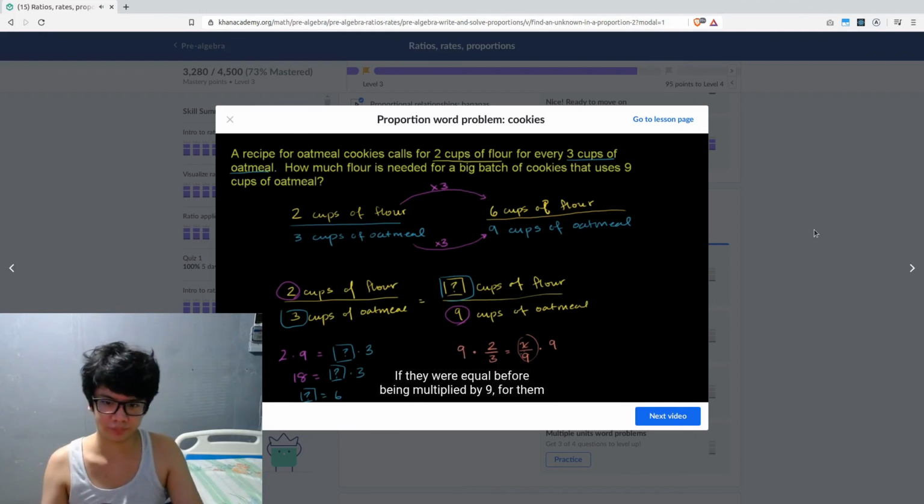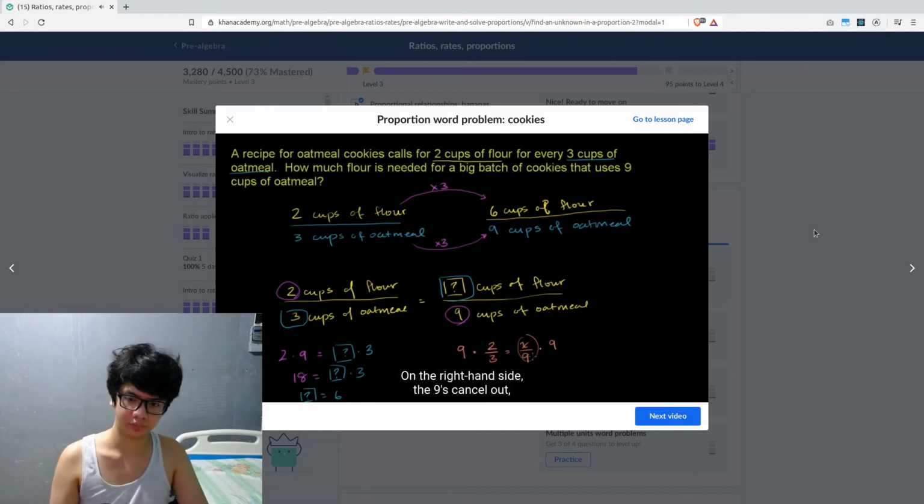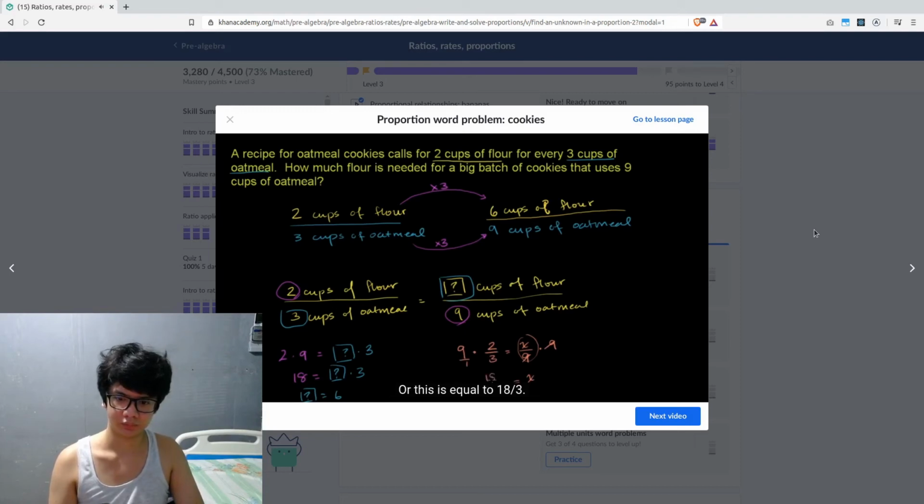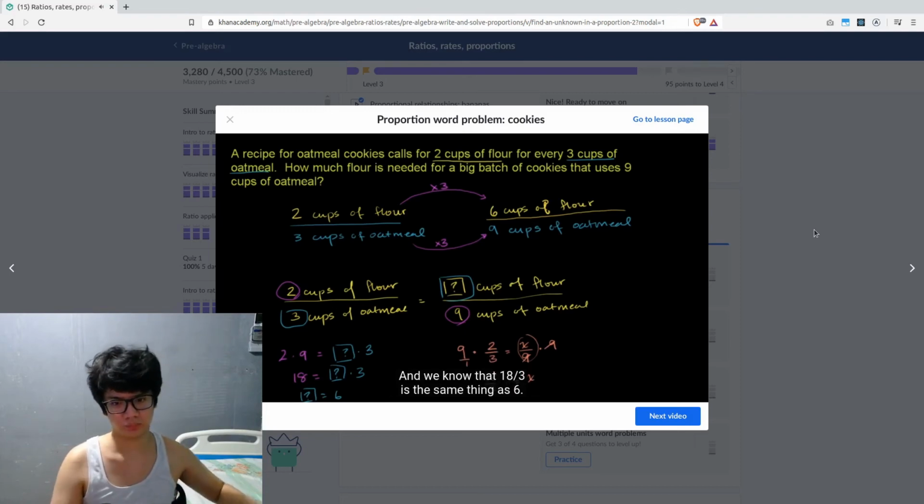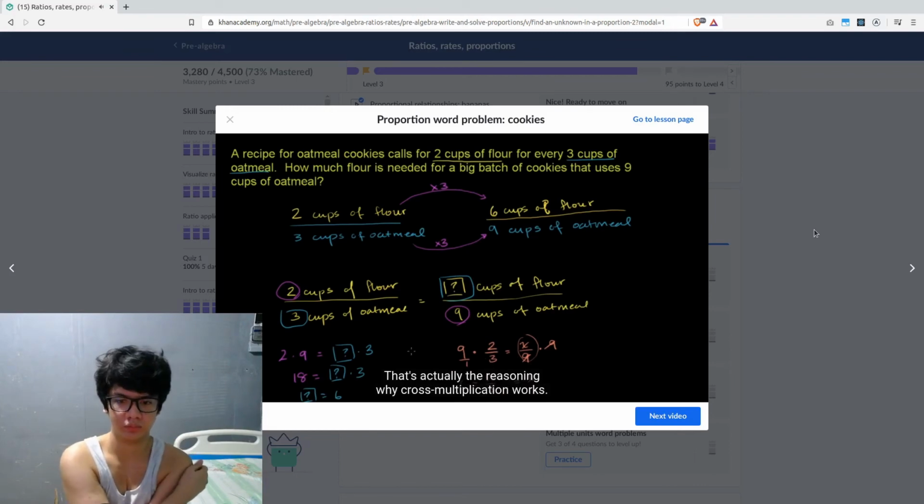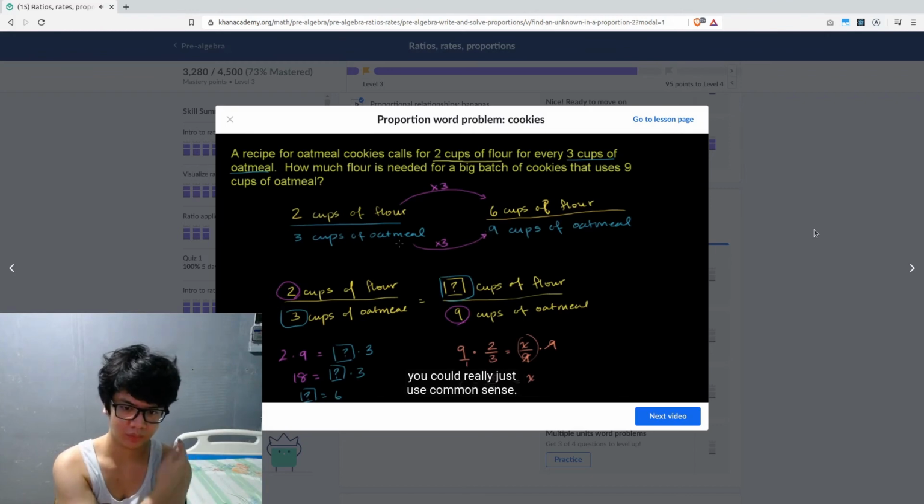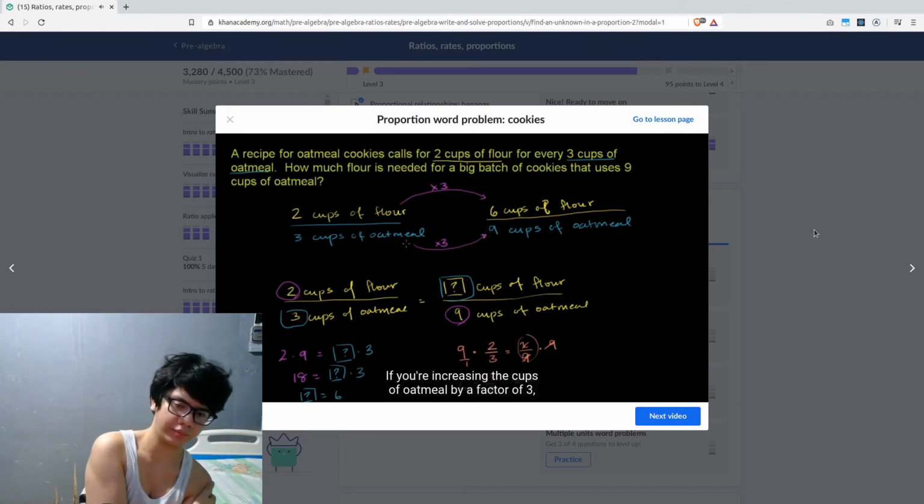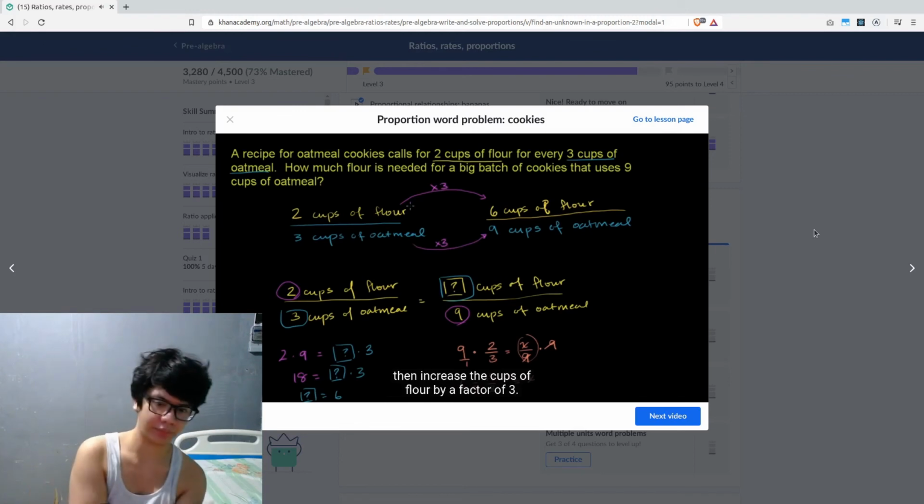If they were equal before being multiplied by 9, for them to still be equal, you have to multiply 9 times both sides. On the right-hand side, the 9s cancel out, so you're just left with an x. On the left-hand side, you have 9 times 2/3, or 9 over 1 times 2/3. This is equal to 18 over 3. And we know that 18 over 3 is the same thing as 6. So these are all legitimate ways to do it. I want you to understand that what I'm doing right here is algebra. That's actually the reasoning why cross multiplication works. But for a really simple problem like this, you can really just use common sense. If you're increasing the cups of oatmeal by a factor of 3, then increase the cups of flour by a factor of 3.